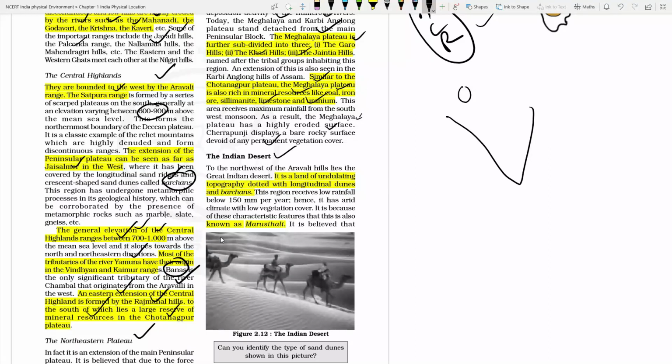Indian desert. Indian desert is a unique place in India. India is endowed with lofty mountains, glaciers, plains, and also the deserts. Here I have told you the Barchans, the crescent-shaped dunes we are calling Barchans. Here rainfall is less than 15 centimeter. Somewhere it is less than 25 centimeter. It is also known as Marusthali because it is low in vegetation cover.